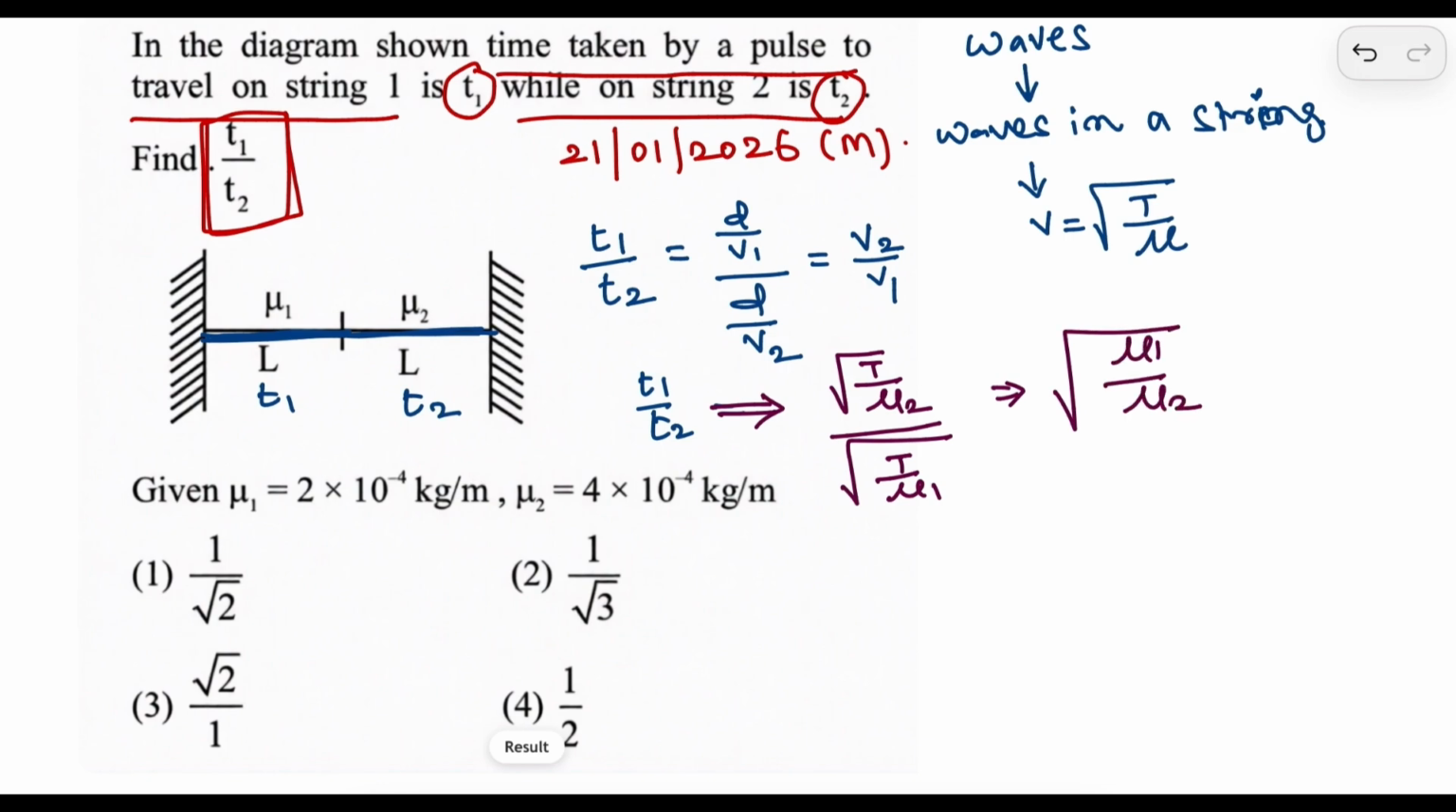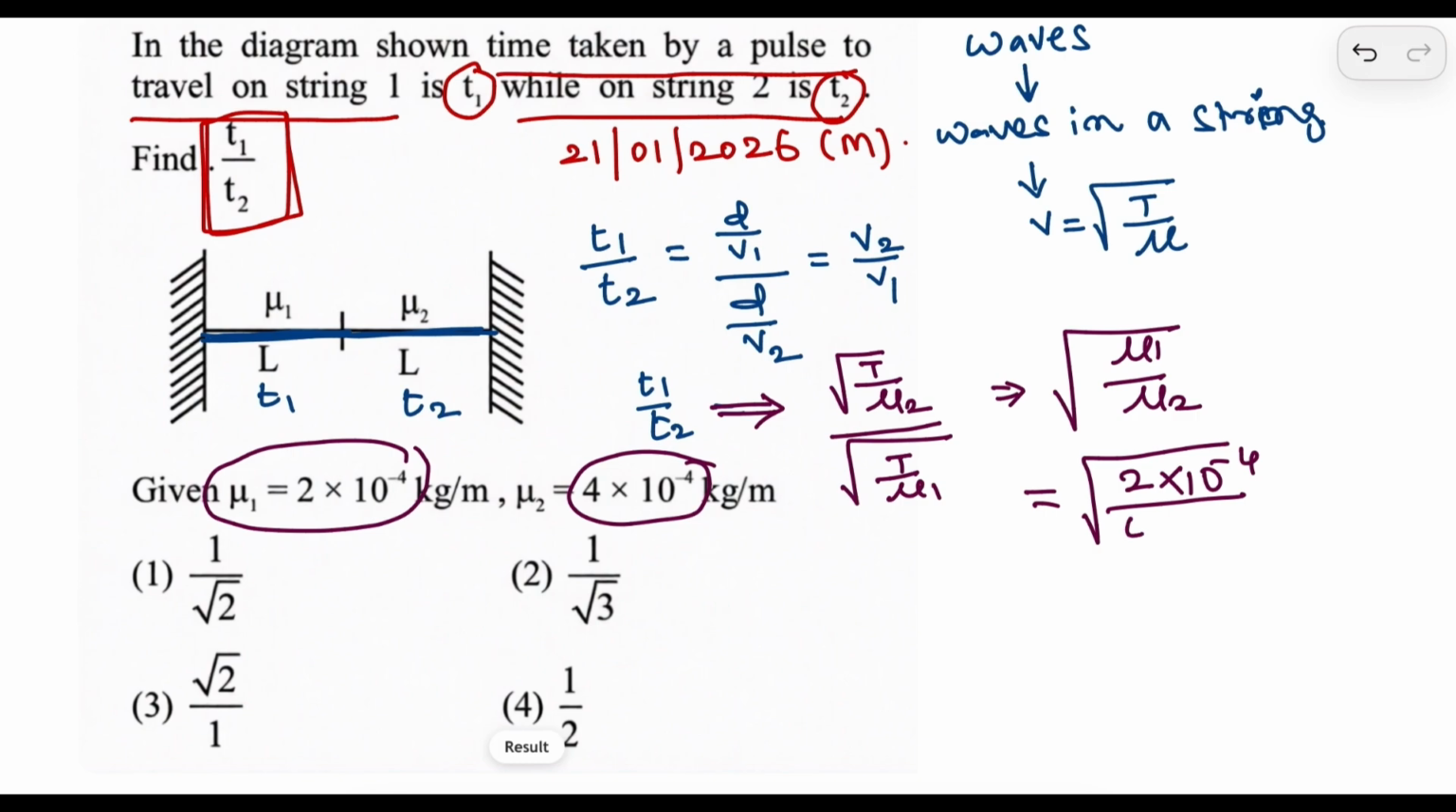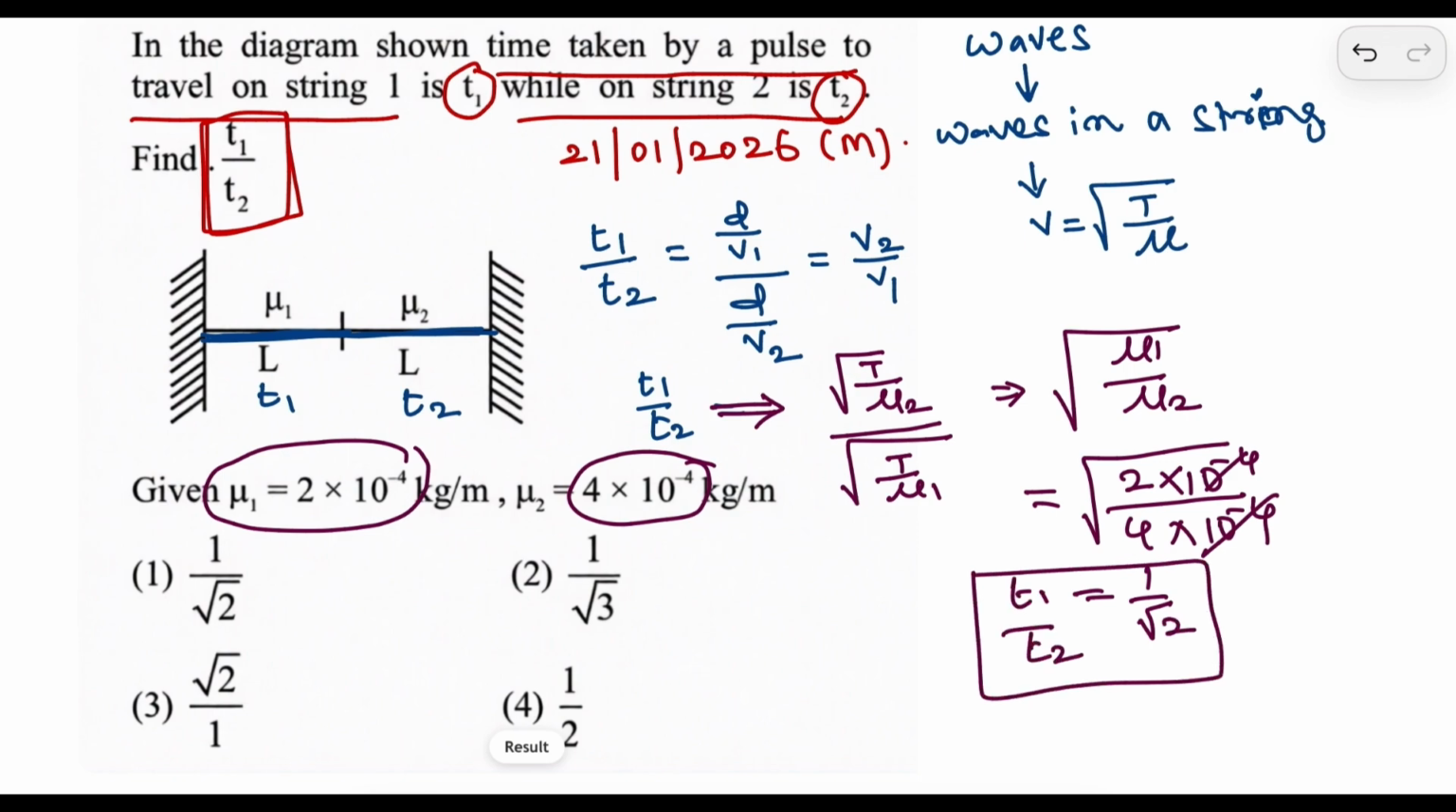Both the values of mu 1 and mu 2 are given. Mu 1 is 2 into 10 to the power of minus 4, and mu 2 is 4 into 10 to the power of minus 4. These cancel, so this is 1 by root 2. T1 by T2 equals 1 by root 2. So the answer is the first option.